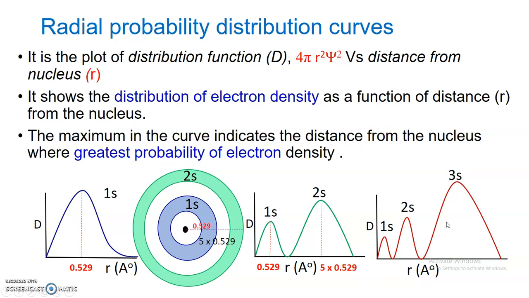So this is for 3s orbital, and here you can see there are 3 maxima corresponding to 1s, 2s and 3s orbitals respectively. At the same time there are 2 minima. One minimum is in between 1s and 2s orbital, that is for one node, and another minimum is in between 2s and 3s orbital, this is for another node. So for 3s orbital there are 2 radial nodes.